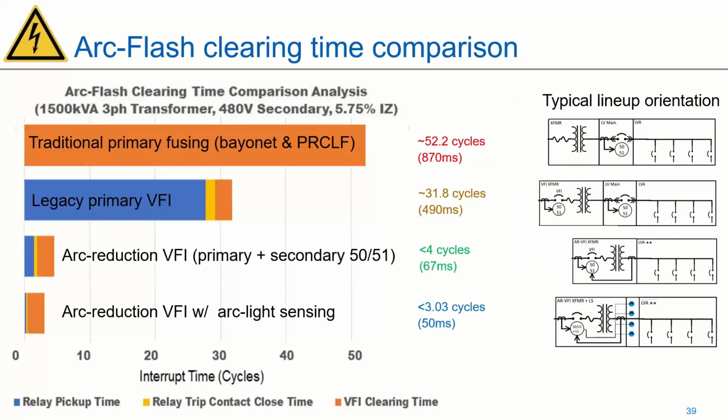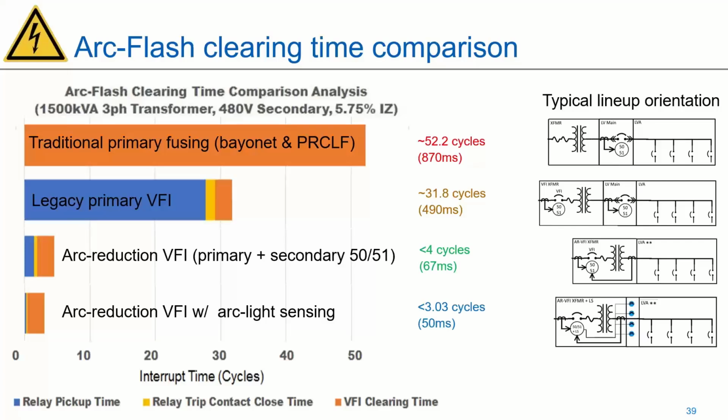So I did spend some time talking about the clearing times and the incident energy reduction for those case studies, but I do want to just touch base for some examples on the actual ARVFI transformer itself. So in this case, we're just looking at a 1500 kVA with 480 volt secondary, but what we're comparing is the top row there for the traditional primary fusing. So this would just be a standard 1500 kVA transformer with bayonet and partial range current limiter fuses for your protection. And you could see that's about 870 milliseconds. So, approaching that 1 second mark, it's a pretty long clearing time.